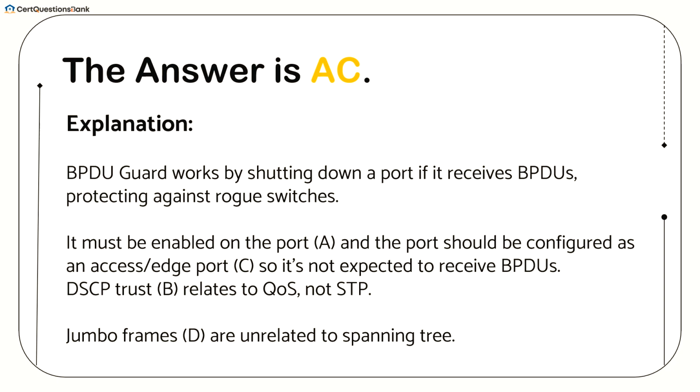The answer is AC. BPDU guard works by shutting down a port if it receives BPDUs, protecting against rogue switches. It must be enabled on the port, A, and the port should be configured as an access, edge port, C, so it's not expected to receive BPDUs. DSCP trust, B, relates to CoS, not STP. Jumbo frames, D, are unrelated to spanning tree.